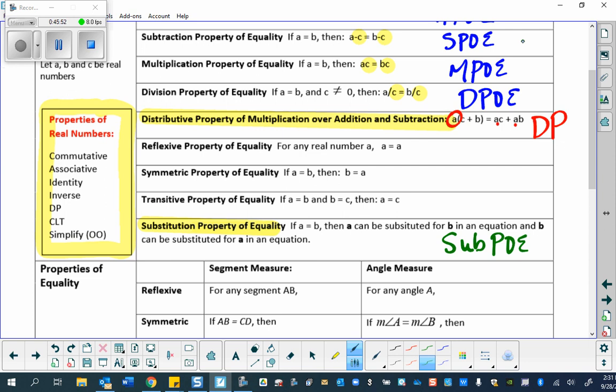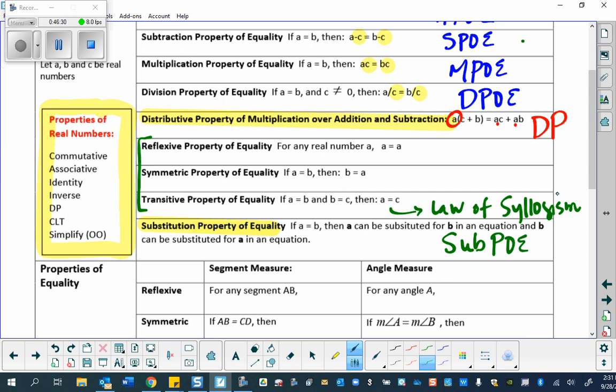I'm not sure that you ever learned reflexive, symmetric, or transitive. Anybody want to tell me yes you did, or do you agree with me? So these reflexive, symmetric, and transitive properties, they're kind of basic. For any real number, it equals itself. If A is equal to B, then B is equal to A. And if A is equal to B, and B is equal to C, then A and C are equal to each other. And this might remind you of what we just talked about.